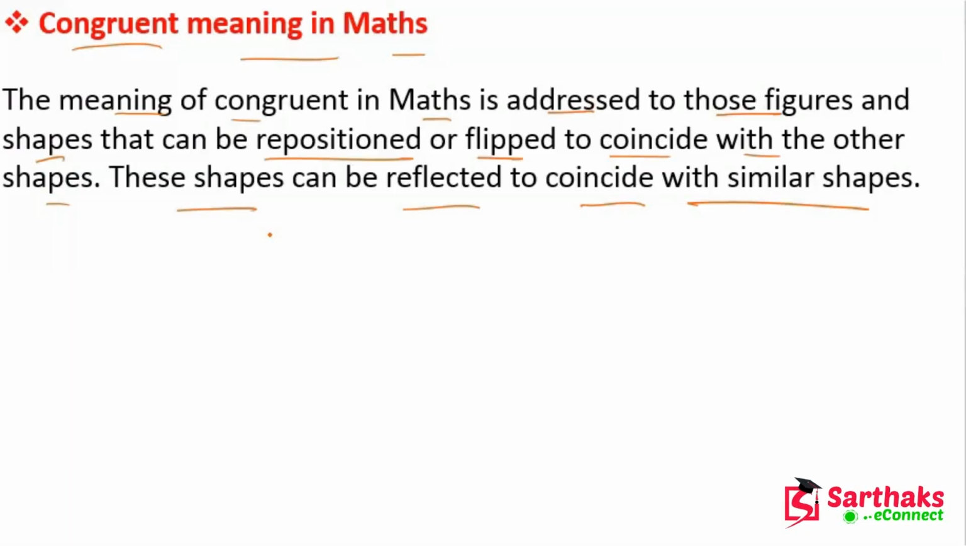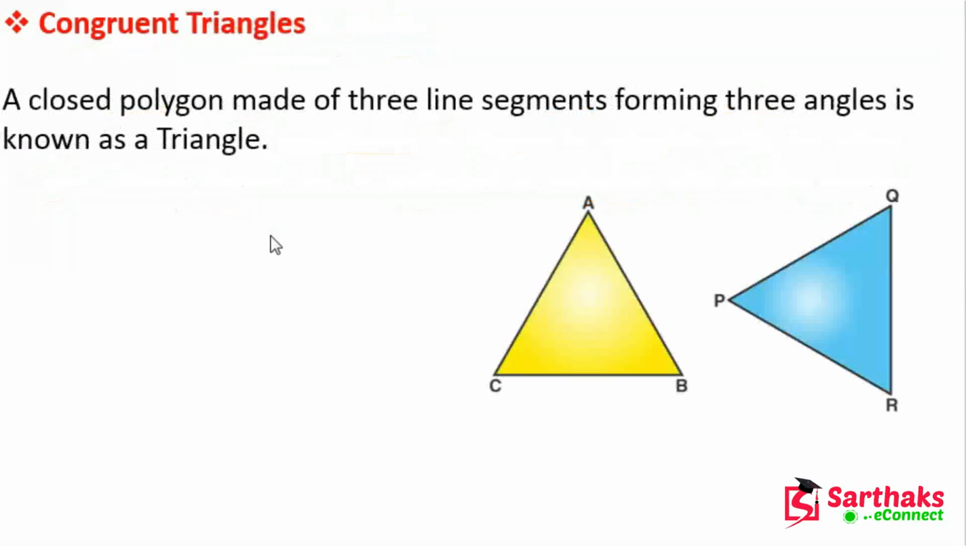Got it? So two shapes are congruent if they have the same shape and size. We can also say if two shapes are congruent, then the mirror image of one shape is the same as the other. Got it, my dear friends? I hope you get this point. So now here is congruent triangle. A closed polygon made of three line segments forming three angles is known as a triangle. We know that very well.